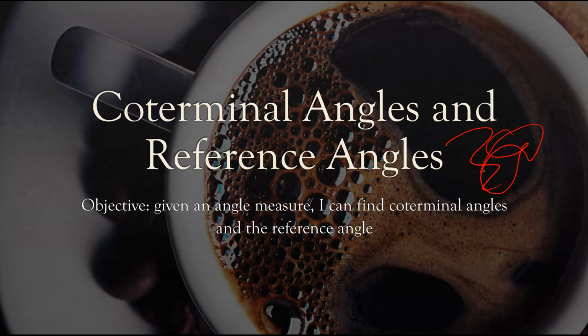Yep. The objective is if I give you an angle, you can find angles that are coterminal to that angle, and you can find the reference angle for that angle. Right now, these definitions aren't going to mean very much. I promise you they're very relevant to trig, because two angles that are coterminal have very similar trigonometric properties, and reference angles are sort of the same idea.